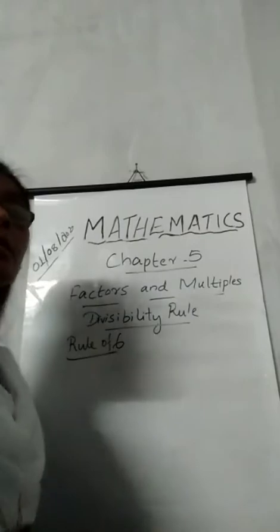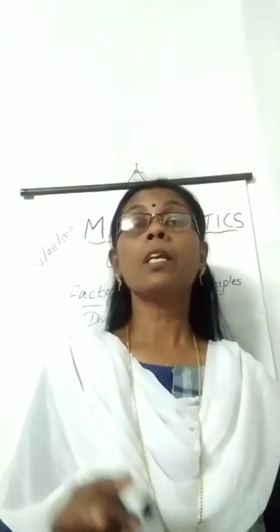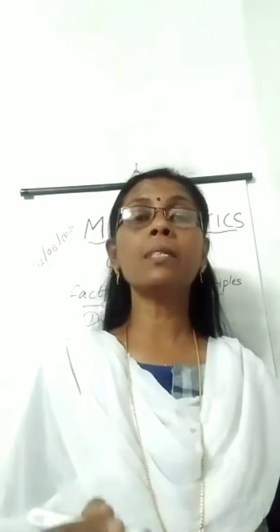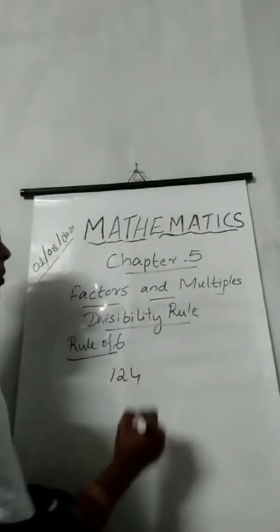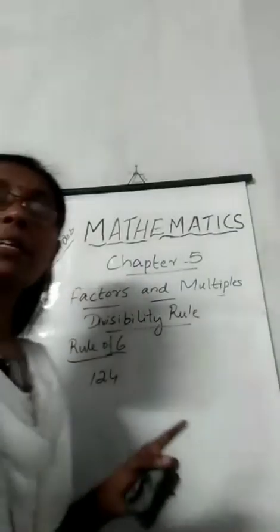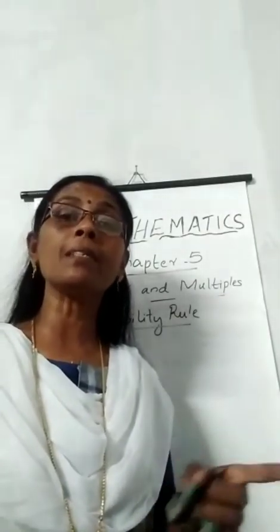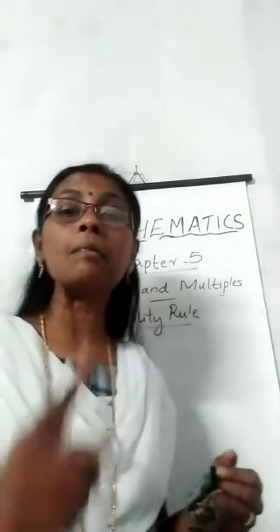Then we will move on to the divisibility rule of 6. The divisibility rule of 6 is very simple. If a number is divisible by 2 as well as 3, then that number is divisible by 6. See, same number, 124. We saw that 124 is not divisible by 3, but it is divisible by 2. So this number is not divisible by 6.